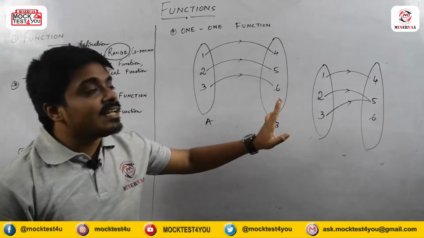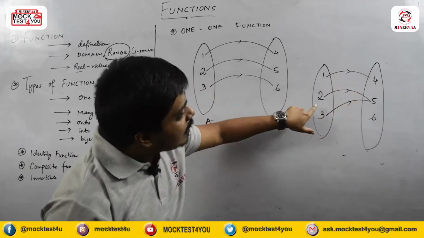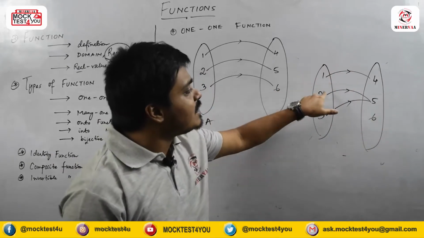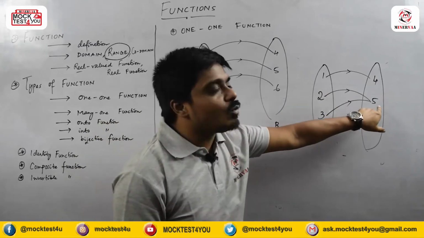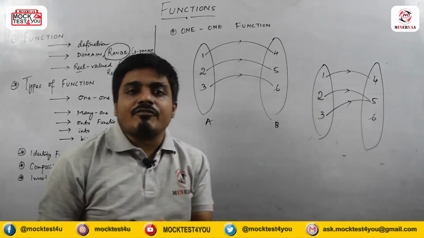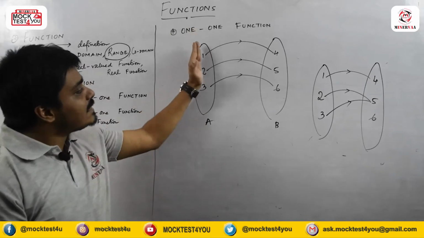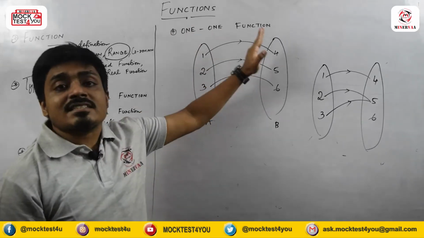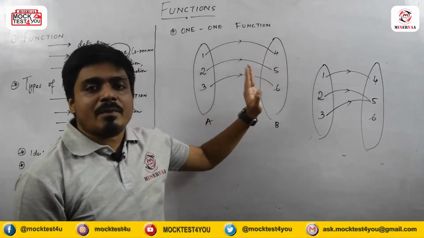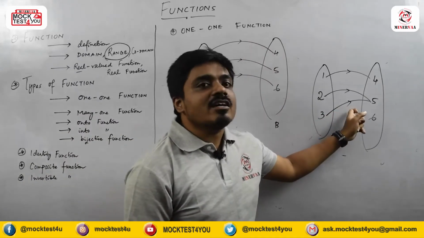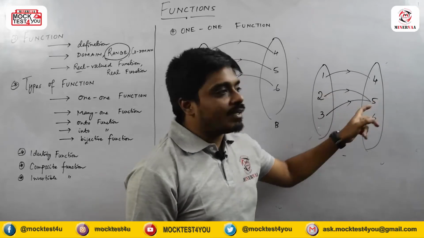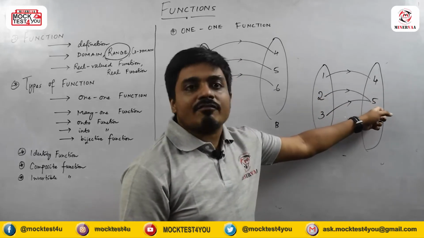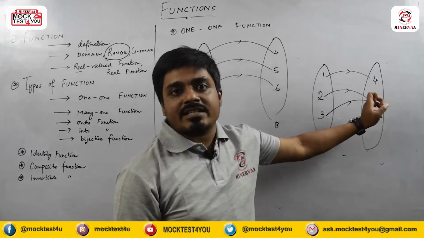So this basically means what? Look, it is a function. Why? Because every single element has a unique image. But you see, 2 and 3 have one image. I told you what the definition of one-one is: every distinct element in A must have a distinct image in B. But here, the criteria is not followed. 2 and 3 do not have distinct images. They have the same image, that is 5.